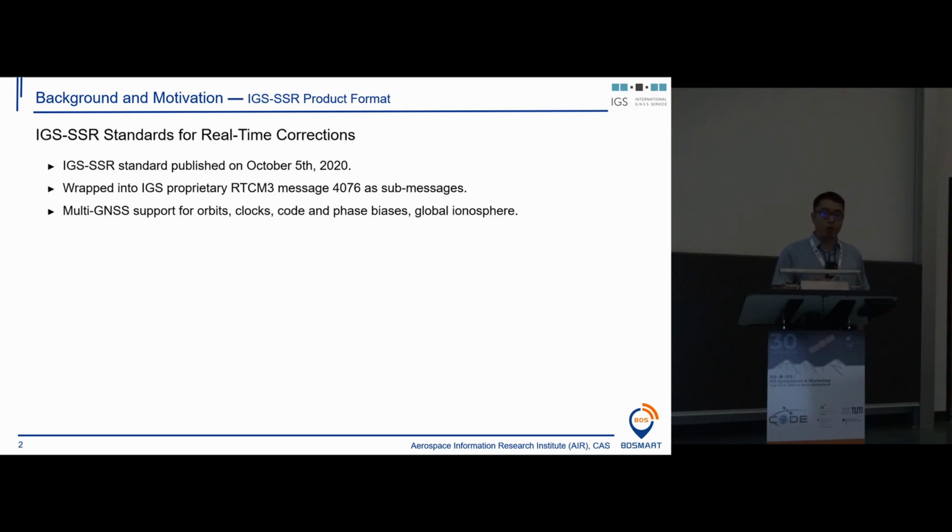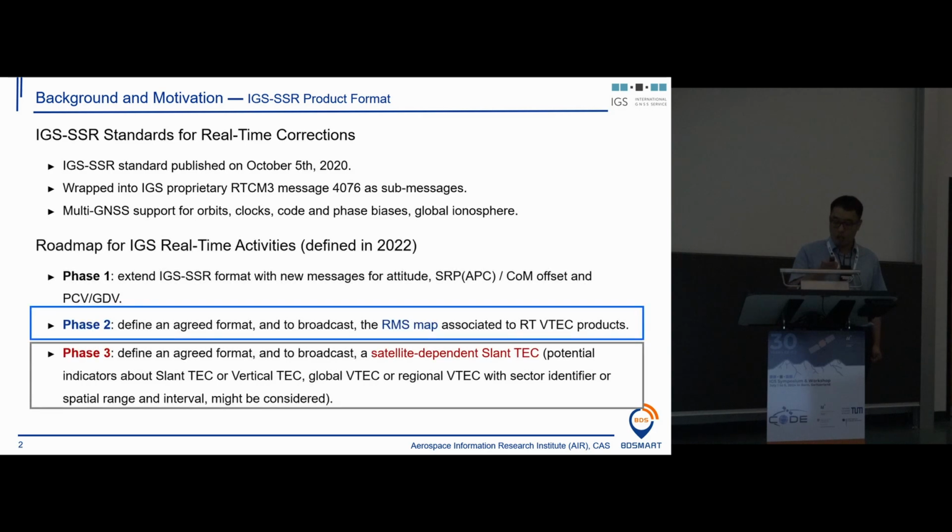As you may well know, within the IGS, we have the real-time IGS-SSR standards, especially for real-time PPP applications. Such real-time SSR standards were published 4 years ago, and the current stage can only support services for multi-GNSS, I mean supporting all 4 GNSS constellations, for the real-time satellite orbit, satellite clock, code and phase biases, as well as the real-time global ionospheric maps.